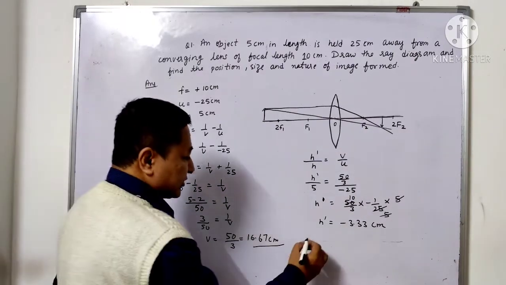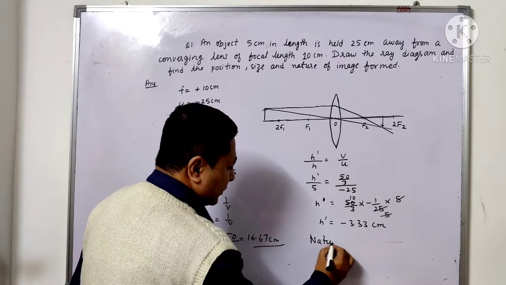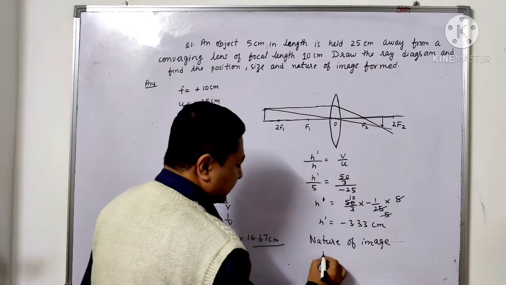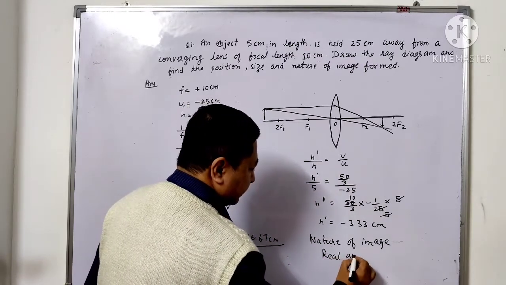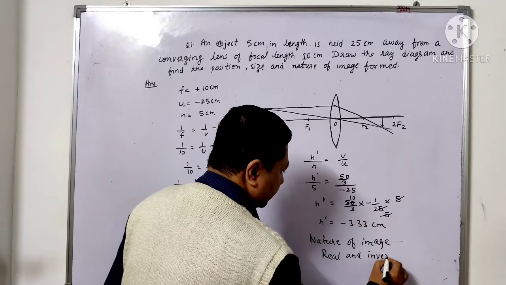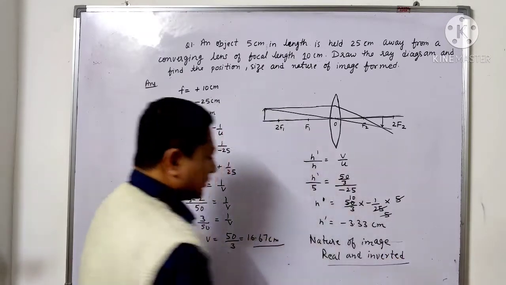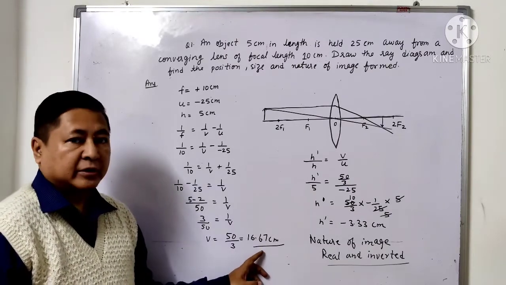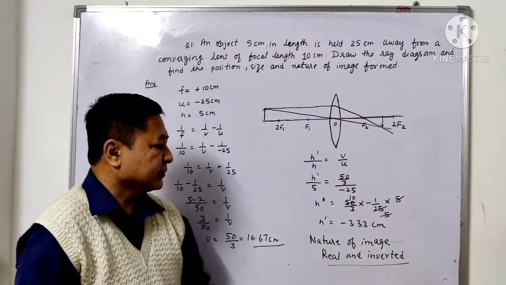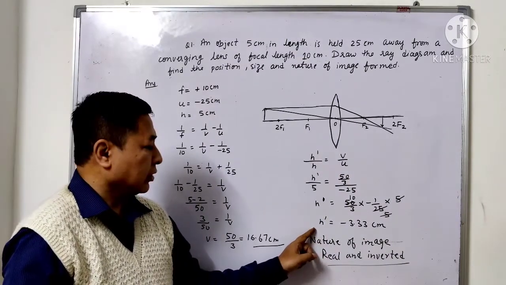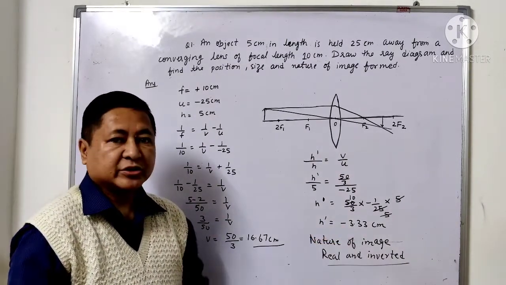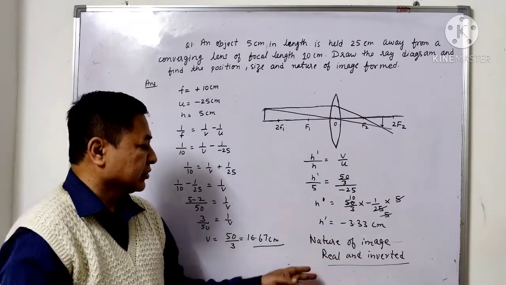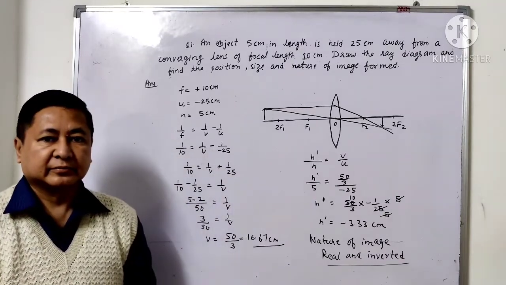So nature of image will be real and inverted. So in this question, the position of the image is 16.67 centimeter on the other side of the lens, and the height of the image is 3.33 centimeter, which is inverted. The minus sign shows an inverted image. So the nature of image is real and inverted.